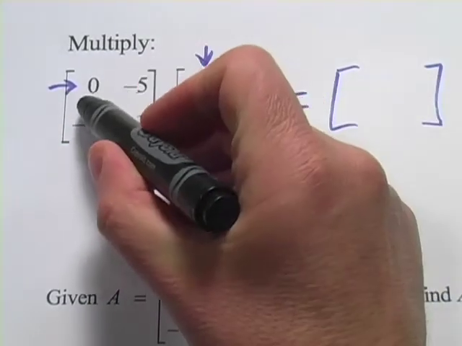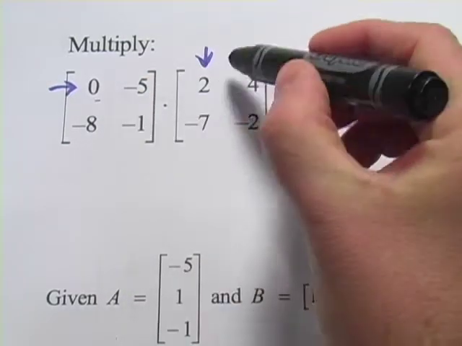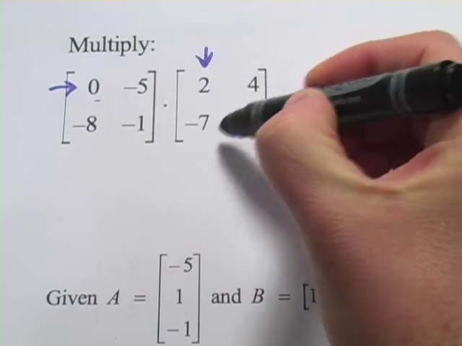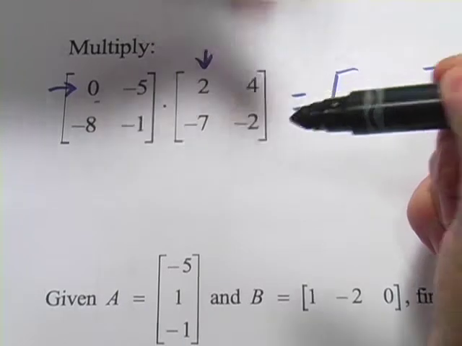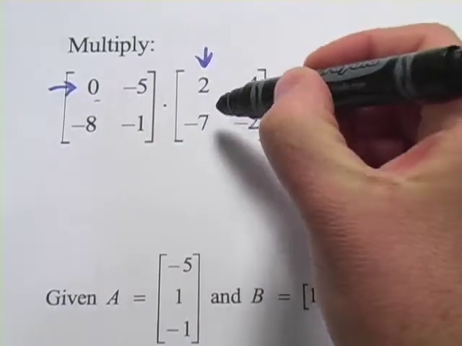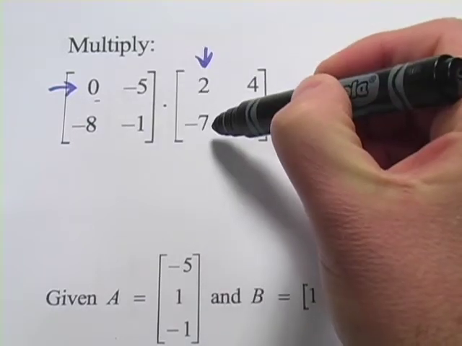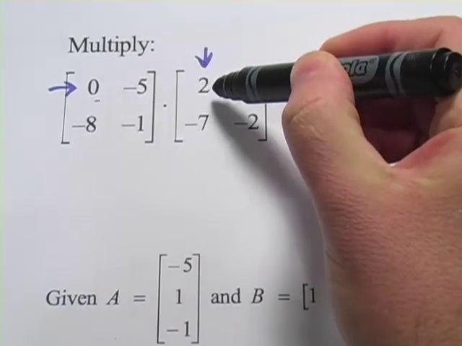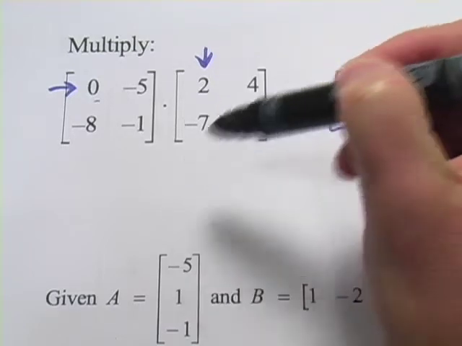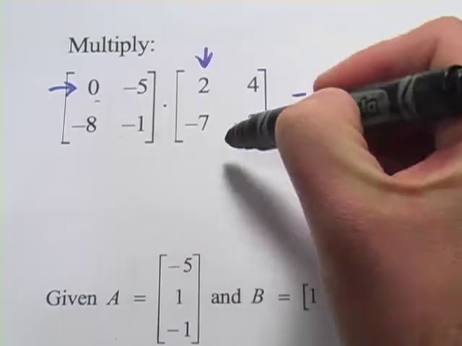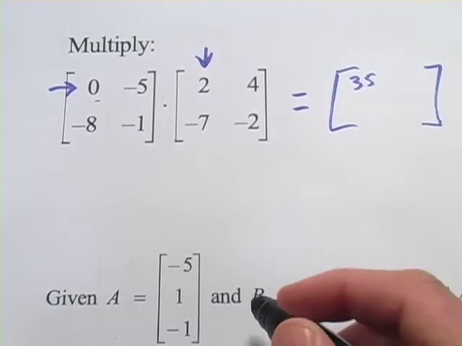So in this case, we would start by multiplying the first row by the first column. And you can imagine taking this chunk and turning it sideways. So the 0 would line up with the 2 and the -5 would line up with the -7. So imagine bringing this over here like this. And we multiply and then add those products together. So it would be 2 times 0 plus -5 times -7. Of course, 2 times 0 is 0, and -5 times -7 is positive 35. That's our answer for first row, first column. First row, first column is right here. That's where the 35 goes.